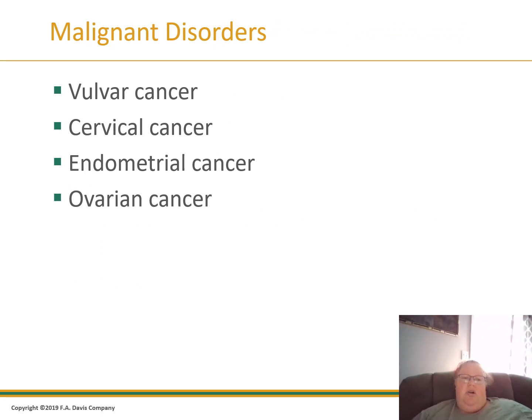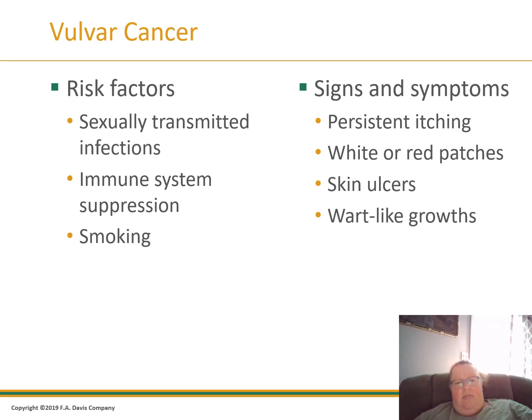So malignant disorders are your vulvar cancer, cervical cancer, endometrial cancer, which is uterine cancer, and of course ovarian cancer. Unfortunately, they don't have a lot of chemotherapies for women's parts. I know that sounds ridiculous, but it's usually either cut it out or burn it out, but they don't do a lot of chemical.